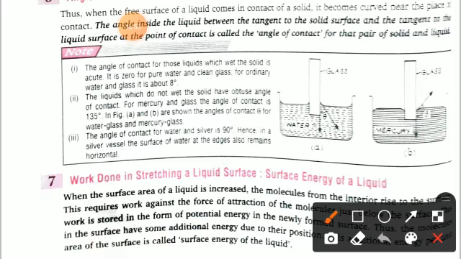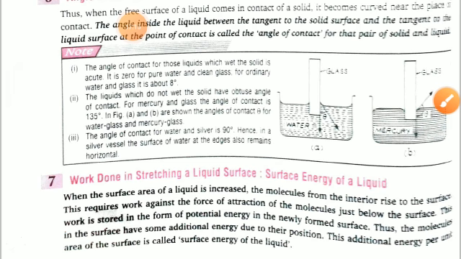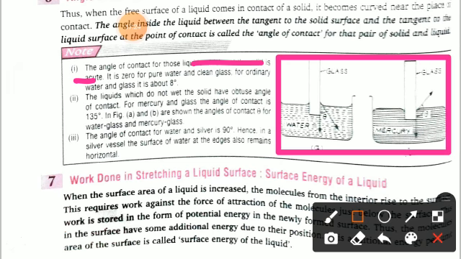The first one: the angle of contact for those liquids which wet the solid is acute. It is 0 for pure water and clean glass. For ordinary water and glass it is about 8 degrees. This is the most important one, so please note it down. What is the angle of contact for pure water and clean glass? It is 0. For ordinary water and glass it is about 8 degrees, and for those liquids which wet the solid, the angle is acute. From these figures you can see this.